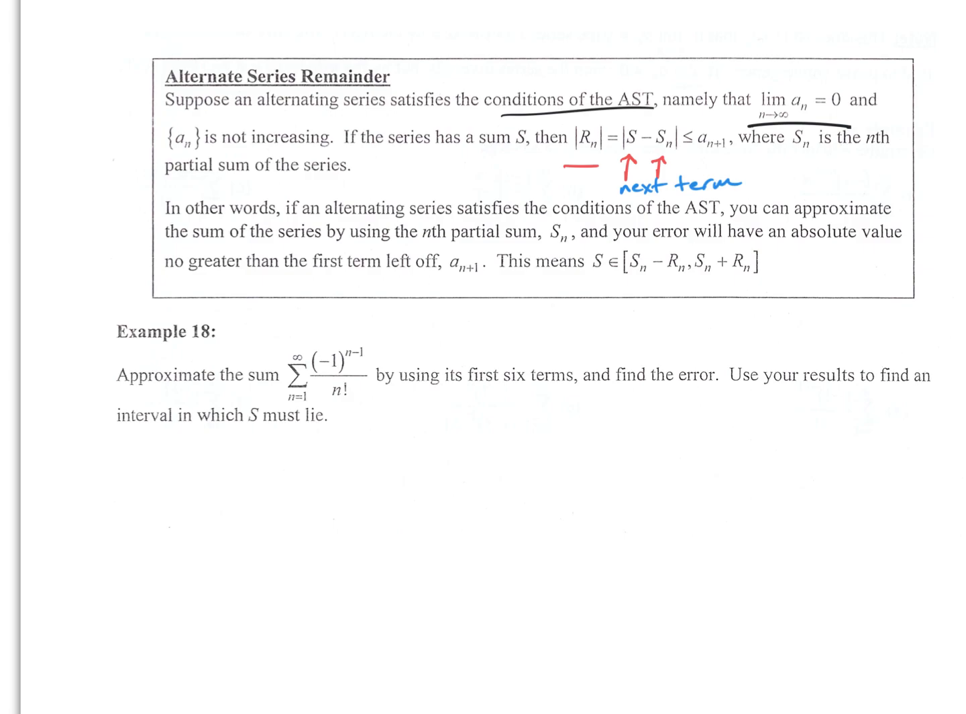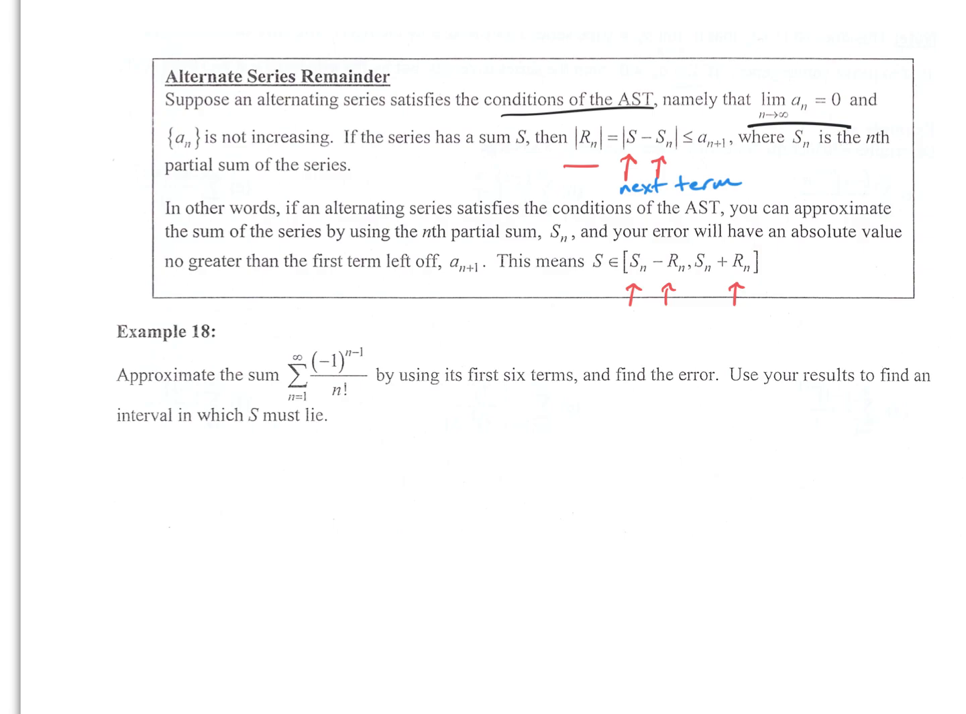And then we can make an interval. We can add whatever our partial sum is, our remainder, and we need to subtract it. So we need to add and subtract, and that will give us the bounds of our actual interval in which our sum will lie. All right. I think after doing one, it will come into play. All right, here we go.